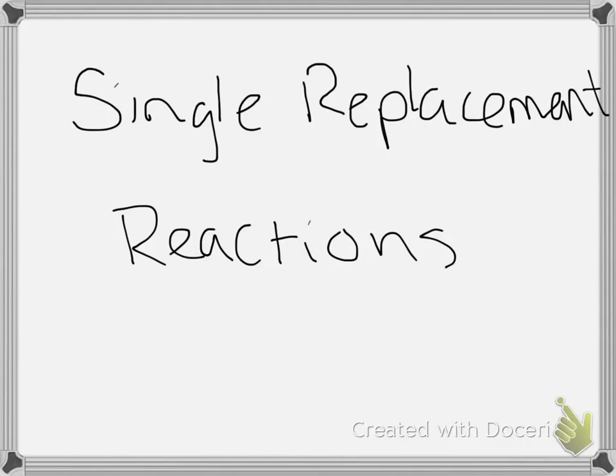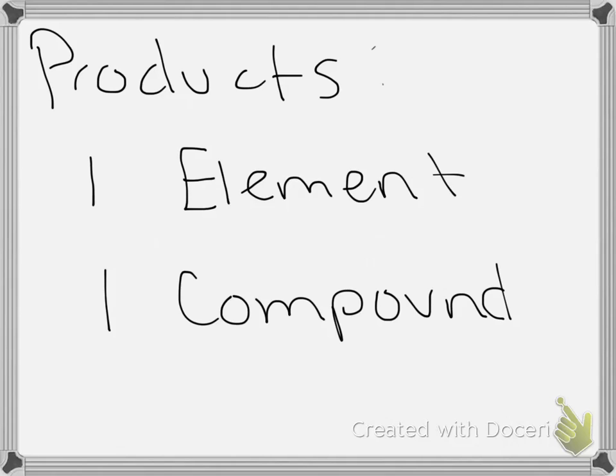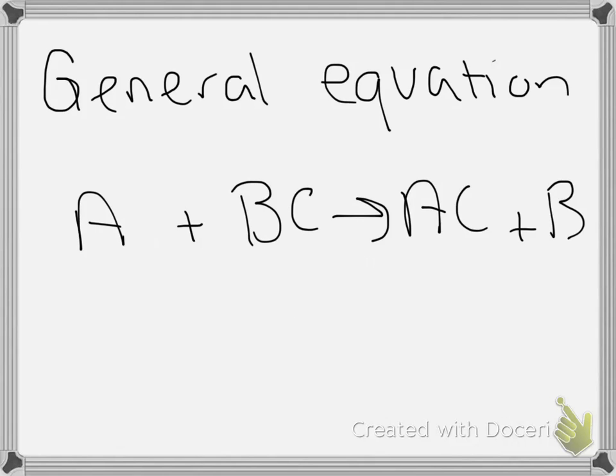The following video will help you work through single replacement reactions. In a single replacement reaction, the reactants are going to be a single element and a compound. And then the products are going to be a new element and a new compound. The general equation for a single replacement reaction is A plus BC forms AC plus B.